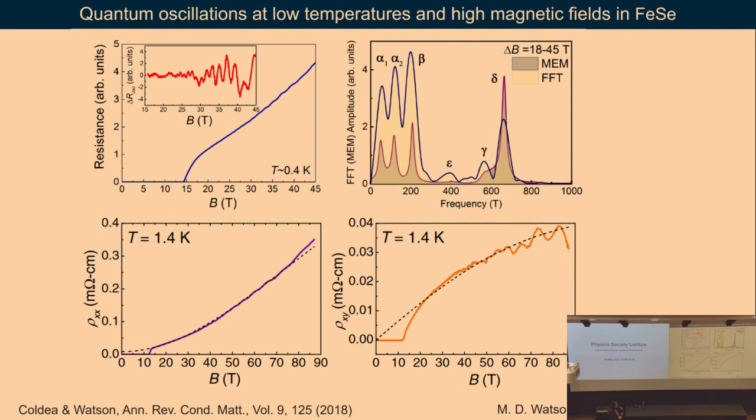This is another example, now measuring the different components, ρ_xx and ρ_xy, in pulsed fields up to 90 Tesla, and we can see that even the quantum oscillation spectrum seems to be dominated by different parts of the Fermi surface.